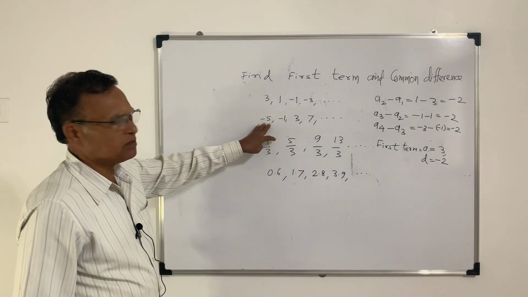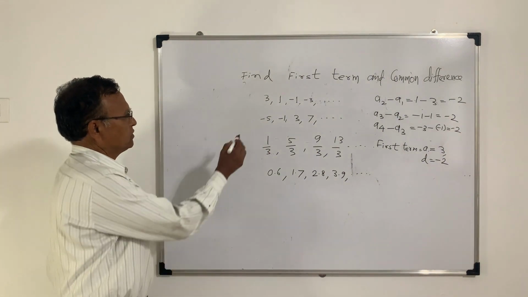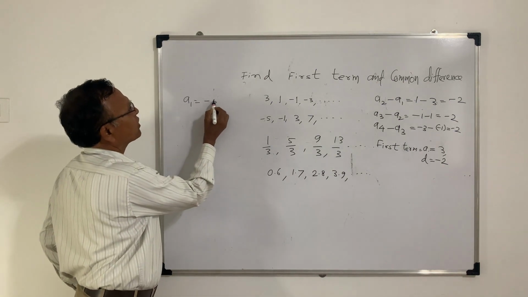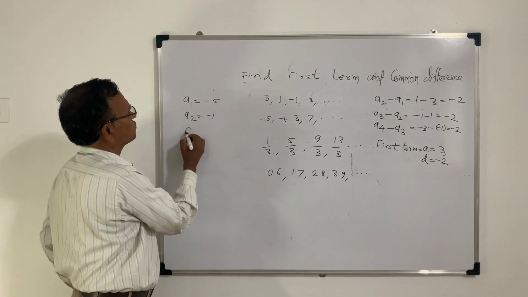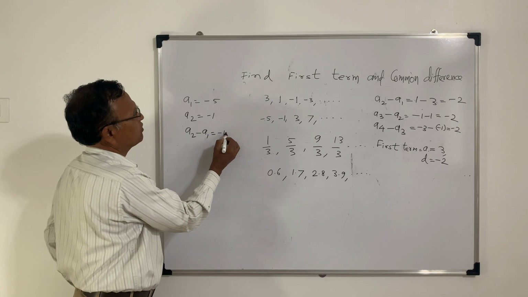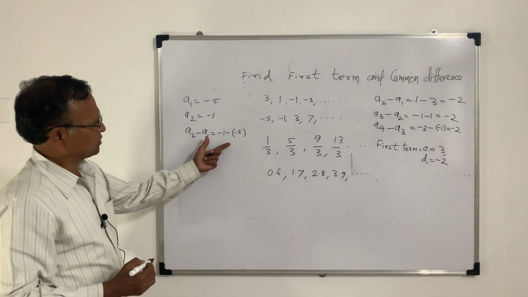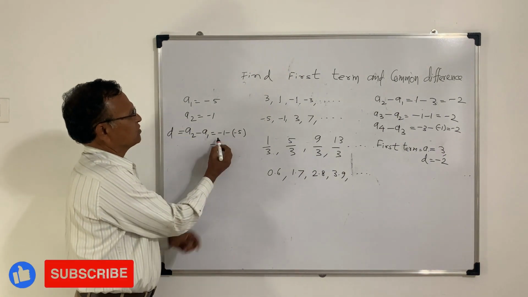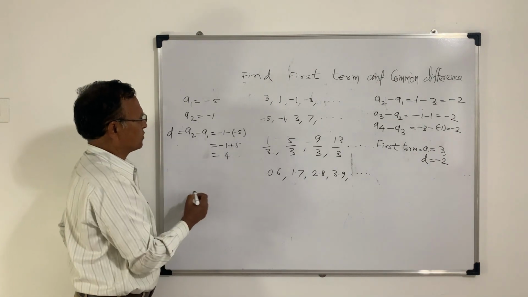Similarly, in the second arithmetic progression, you can calculate a1 is -5, a2 is -1. So a2 minus a1 is -1 minus -5. That is common difference. So that is -1 plus 5, that is 4.